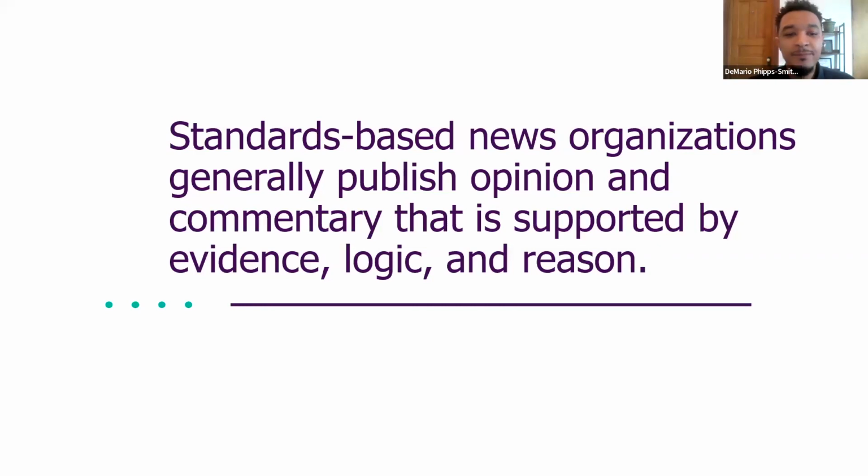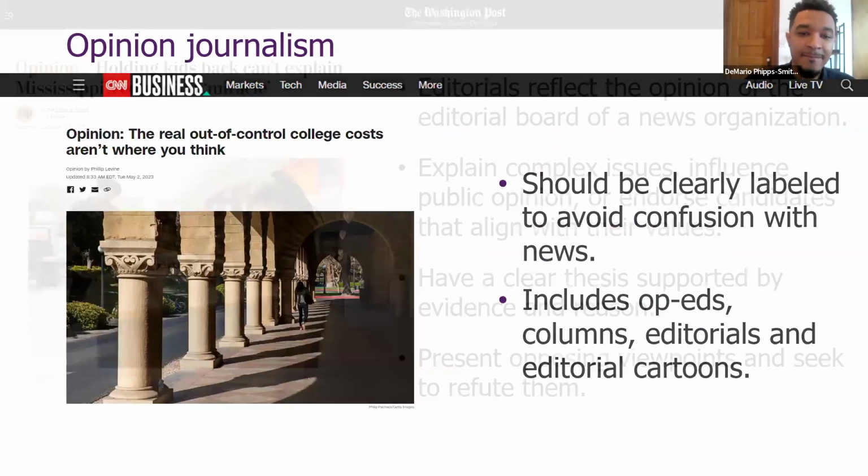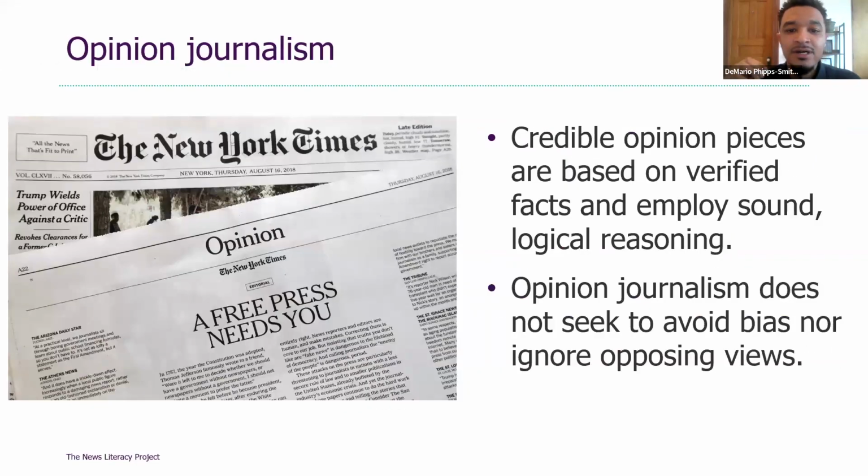Standards-based news organizations publish news content and opinion content that is supported by evidence, logic, and reasoning. Credible, just like news articles, credible opinion pieces are based on verified facts and use sound, logical reasoning. And another important part of opinion journalism is that it doesn't seek to avoid bias and is not ignoring opposing views. In fact, good opinion journalism actually invites others to challenge views.